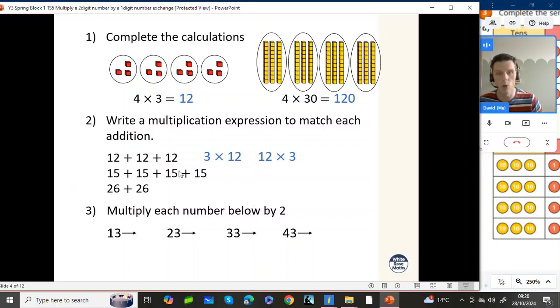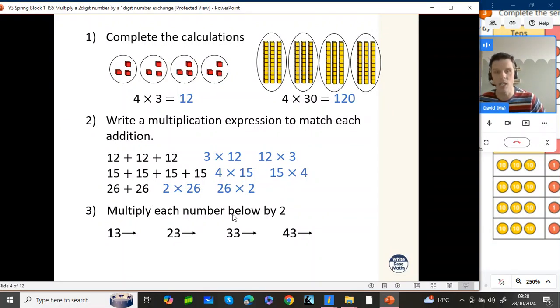Here we've got 4 lots of 15, so we can either write 4 times 15 or 15 times 4. Remember, with multiplication, you can write the numbers either side of the multiplication symbol and you get the same answer. Again, 4 times 15 is 60. And then here we've got 2 lots of 26, so you can do 2 times 26 or 26 times 2, and the answer there is 52.